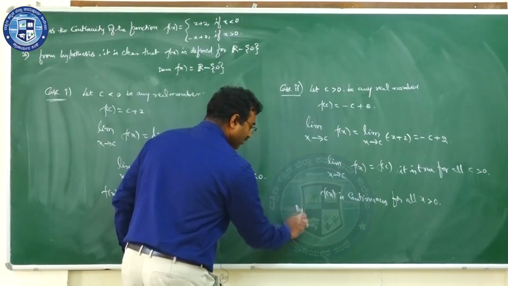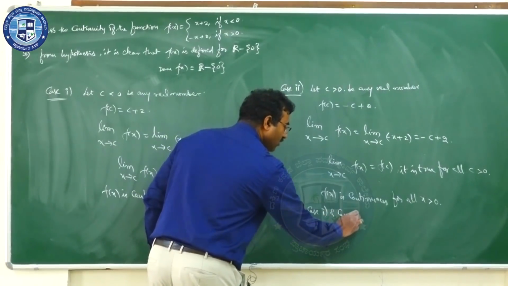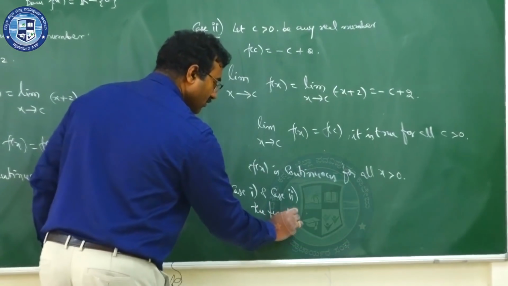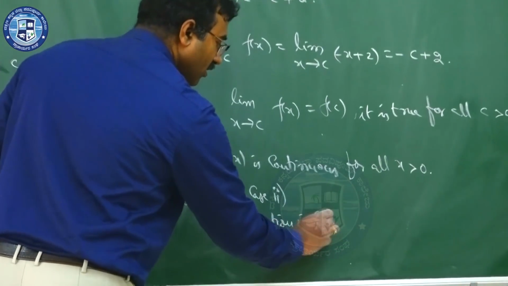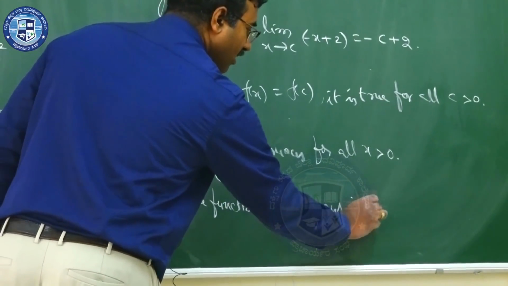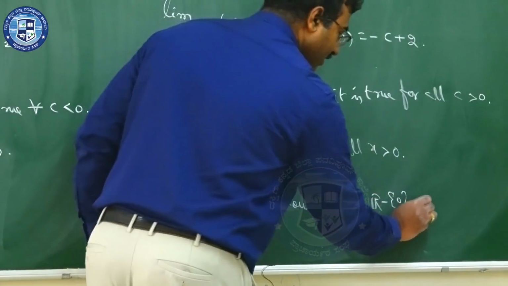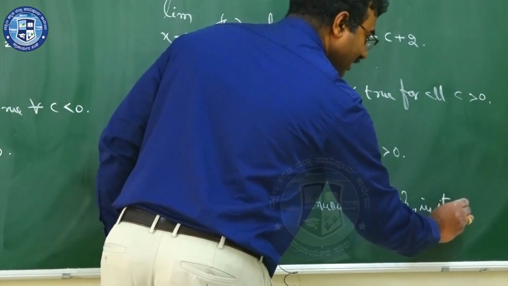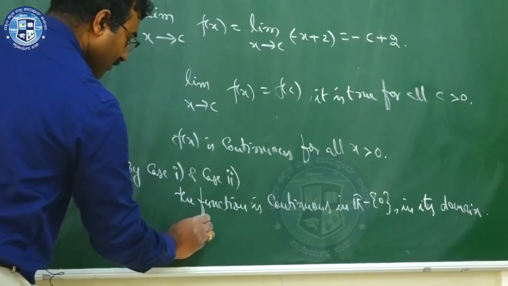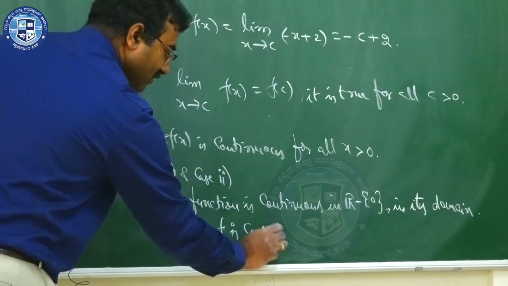By case 1 and case 2, the function is continuous in R minus singleton 0, in its domain. Hence, f is continuous.